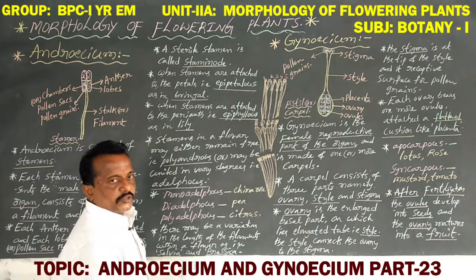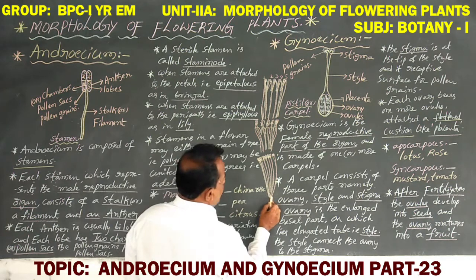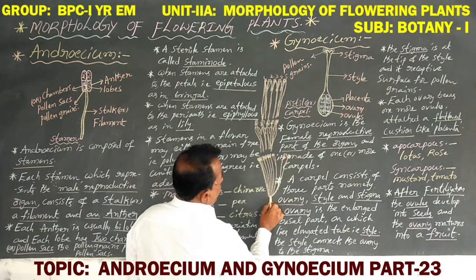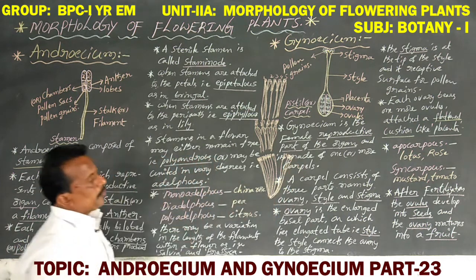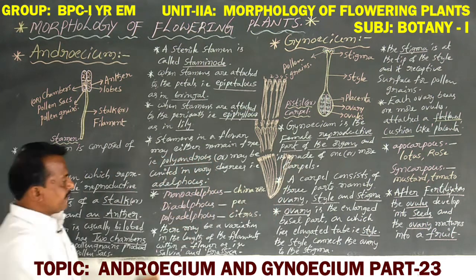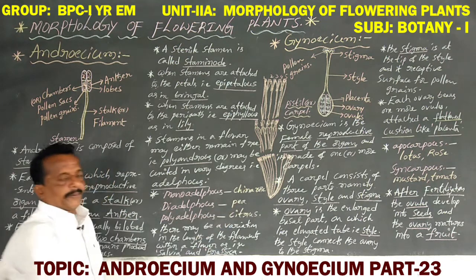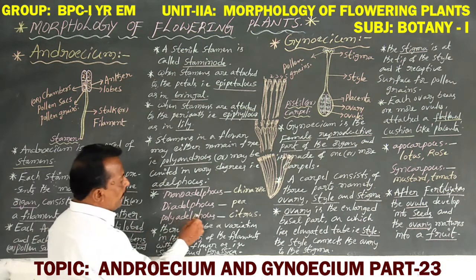Diadelphous: stamens are united and arranged in 2 bundles. This is one bundle and this is another bundle. That is diadelphous, seen in pea. Telugu name Botany.